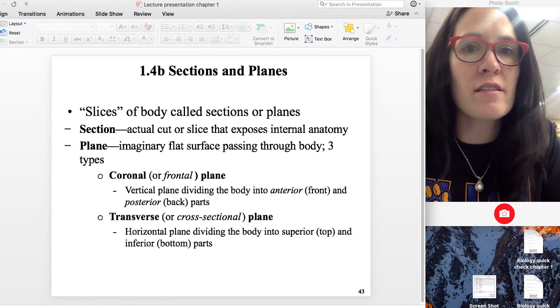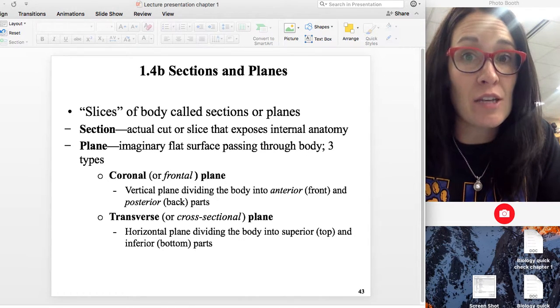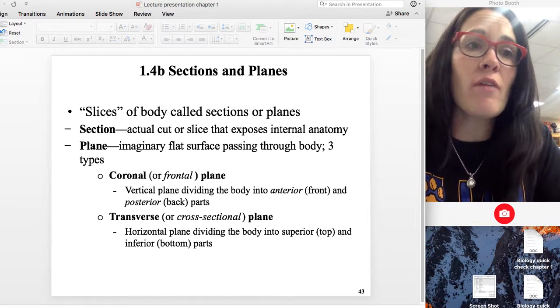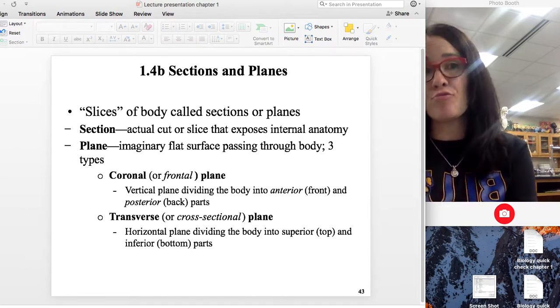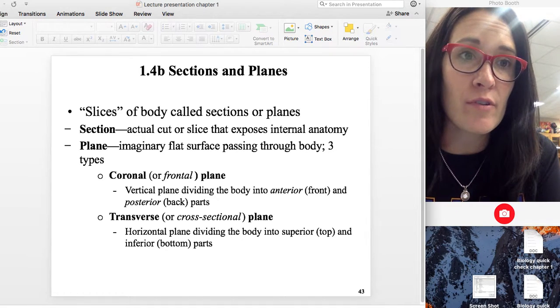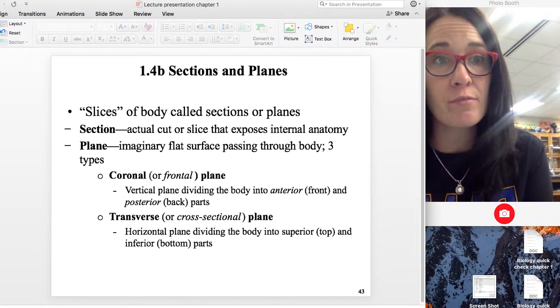Sections and planes. Slices of the body can be called sections or planes. A section is actually when the body gets cut to expose internal anatomy. A plane, however, is an imaginary line that is drawn that passes through the body to give you different views of organs. And there's actually 4 different planes that we'll talk about.